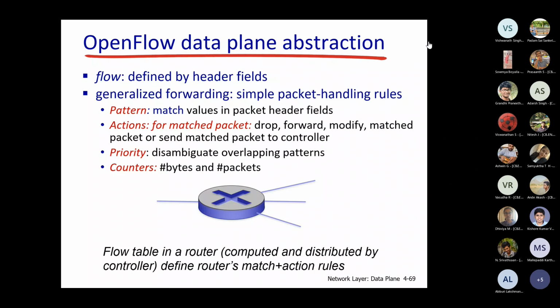NAT, network address translation, which we discussed in the previous session: it will check the IP address and port and rewrite the address and port. So this rewriting operation also can be initiated by the OpenFlow abstractions.